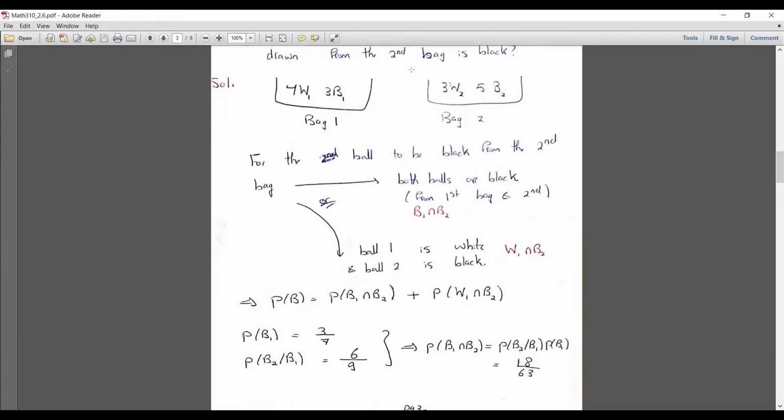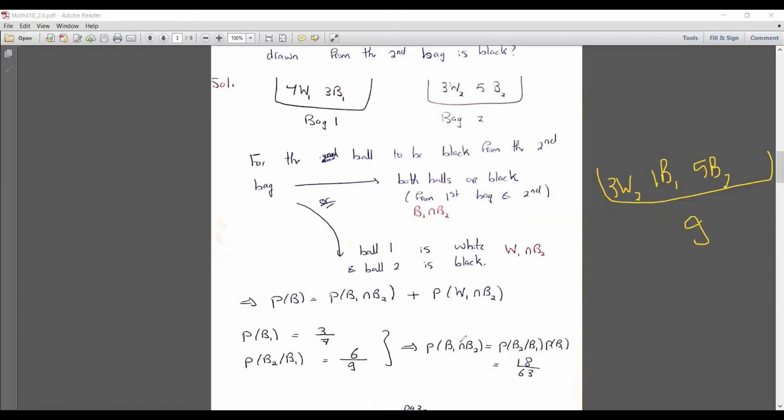If we removed here B1, let's sketch the figure again. So, we're going to be having 5 B2 plus 1 B1 and we're going to be having 3 W2. What's the total now in bag 2? 3 plus 1, 4, plus 5, 9. So the probability that we're going to get a black ball, knowing that we removed a black ball from bag 1, is what? 6 out of 9. Okay, guys? And we put it here.